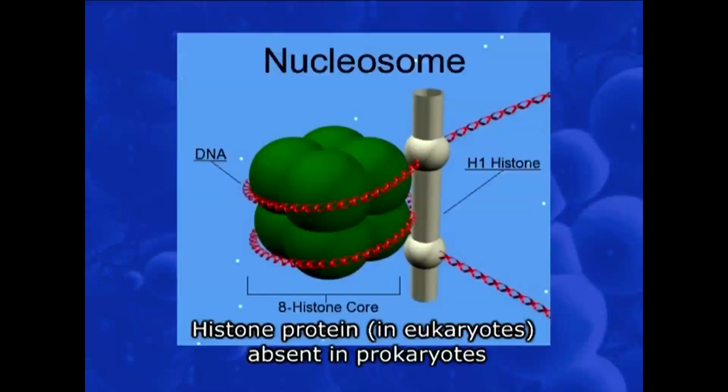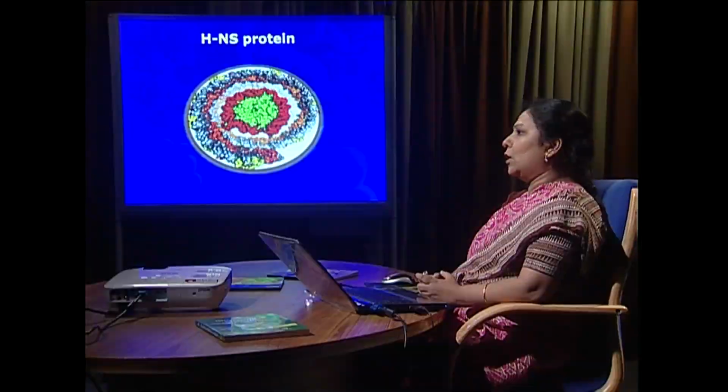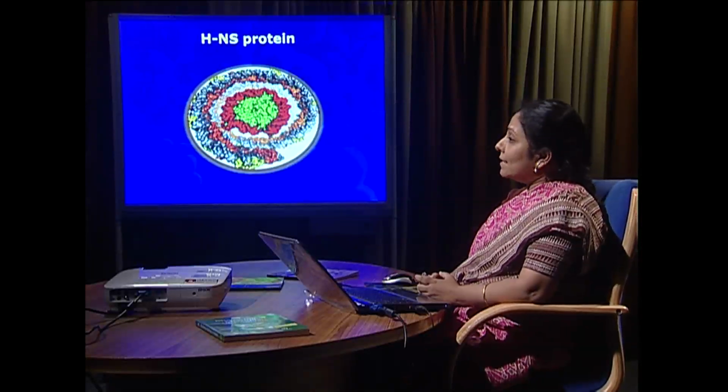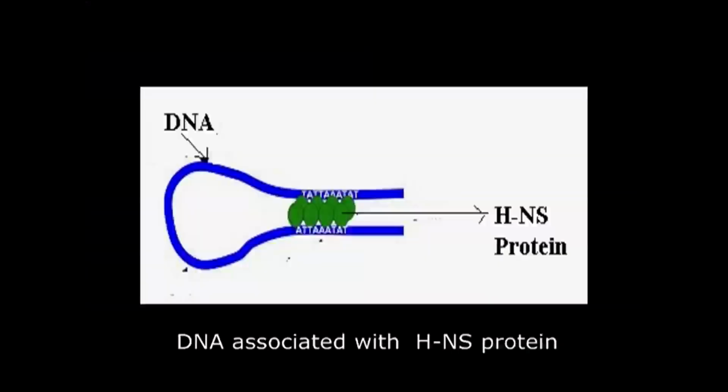We all know histone proteins are absent in eubacteria or general prokaryotes, okay? Because prokaryotes lack the nuclear envelope and are not so highly organized, the DNA region is called the nucleoid. But in some bacteria, we can find the presence of H-NS protein. What are they? The histone-like nucleoid structuring protein. They associate with circular DNA and dimerize it through a scaffold-like structure.